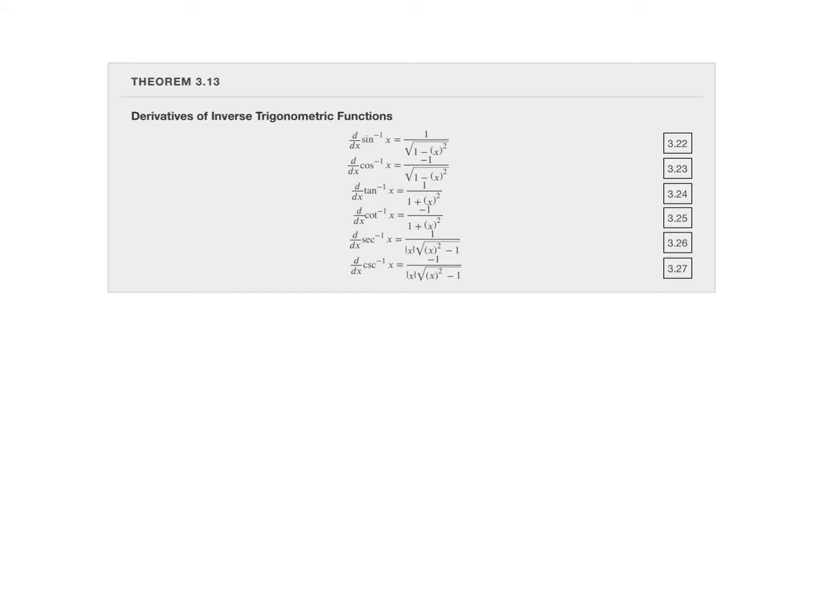The derivative of the inverse sine of x is 1 over the square root of 1 minus x squared. Derivative of cosine inverse of x is equal to negative 1 over the square root of 1 minus x squared, and so on. You can read these rules on your own. But basically, if f of x is equal to sine inverse of x, and we want to find f prime of x, all you have to do is apply that formula. So it's just 1 over the square root of 1 minus x squared.